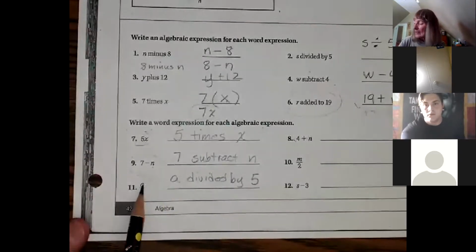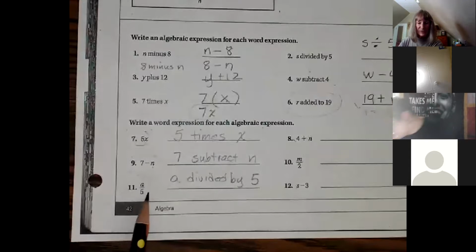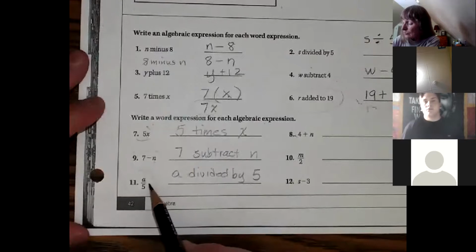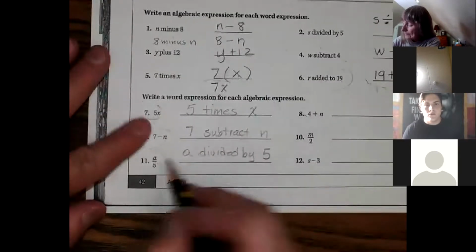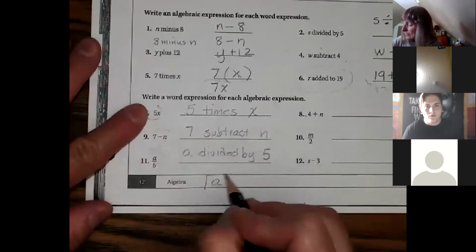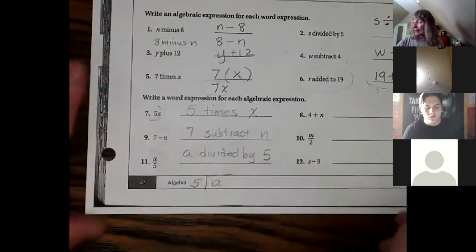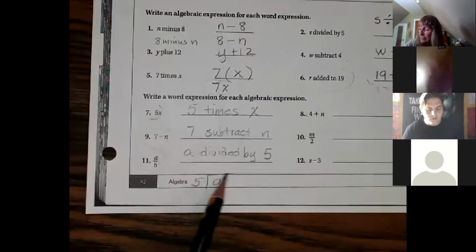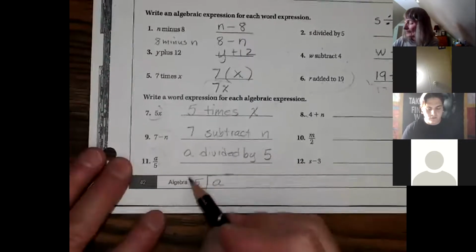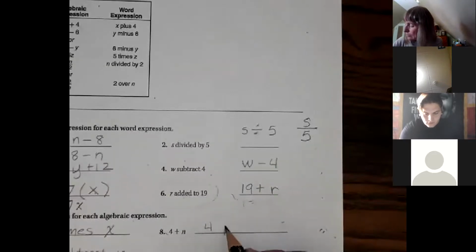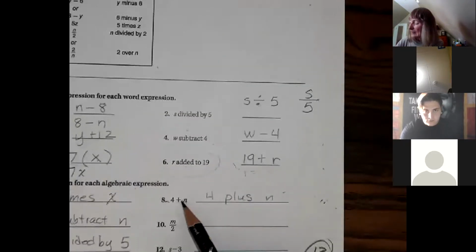a is on the top. If we were to, oh, there's another way to write division. I almost forgot because I never do it anymore. We could write this as, this is another symbol way to do it. a divided by 5. So the thing on top is what goes inside the house when you're doing division. 4 plus n, or you could say n added to 4.